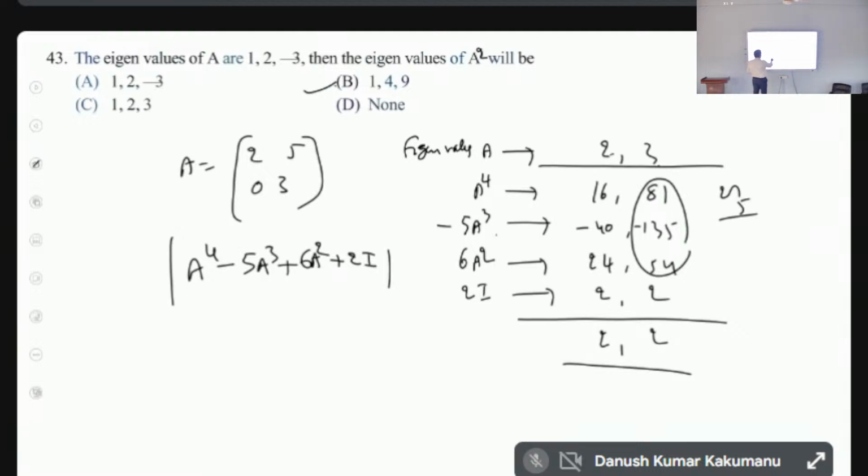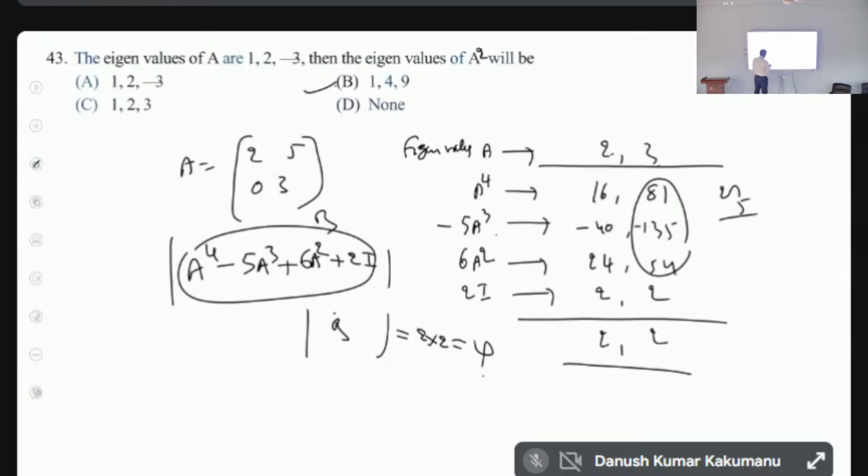He is asking the determinant. Let us take this overall as B. What is the determinant of B? 2 into 2, 4 is the answer. Very good. Then next, let us move to Cayley-Hamilton. This question is clear now? It is a 2 marks bit.